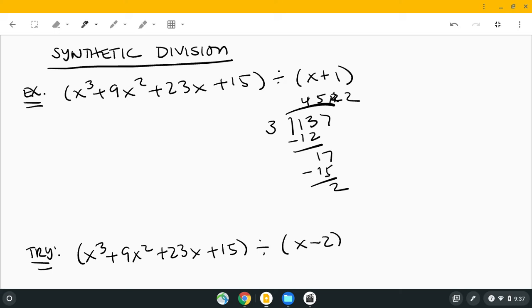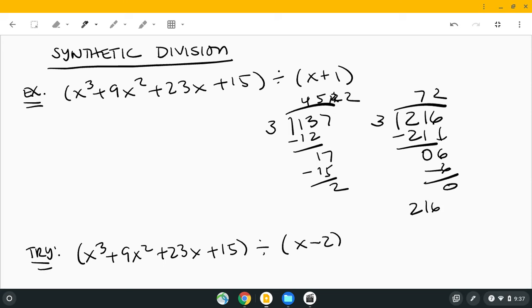If I have a number like 216, and I want to know, is 3 a factor of 216? Well, then I can try dividing. 3 times 7 is 21. Subtract, get 0, bring down the 6, and I get 0 remainder, right? So that means that 3 is a factor of 216. And so I could factor 216 as 3 times 72, right?